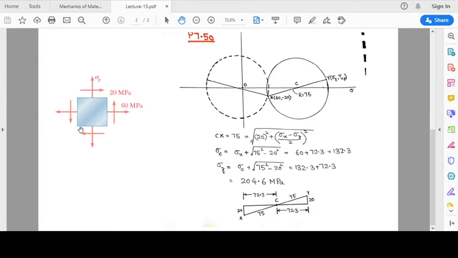So we know sigma x, we know the value of tau xy, so we can plot point x, which has coordinates sigma x and minus tau xy. So 60 and minus 20. 60 and minus 20 is this point. We plot this point here with respect to the origin.